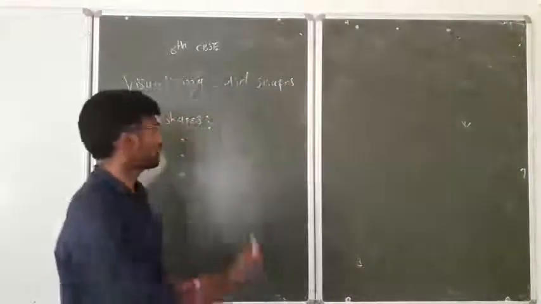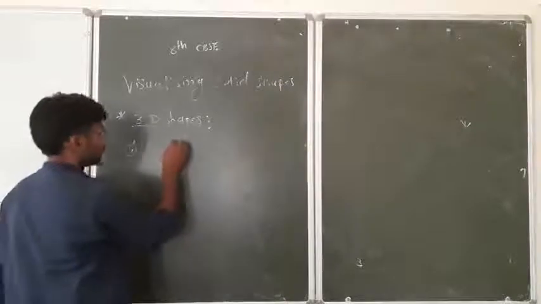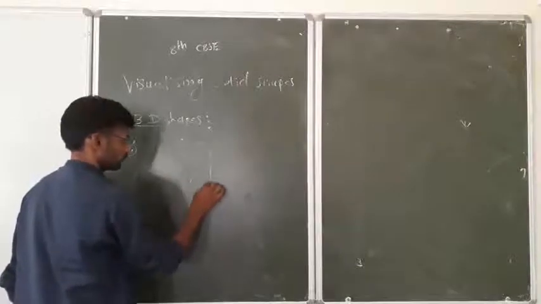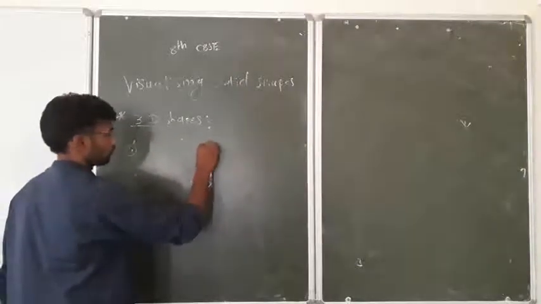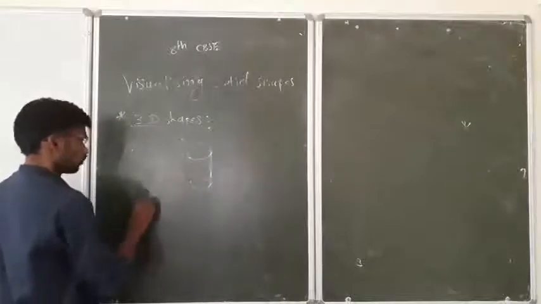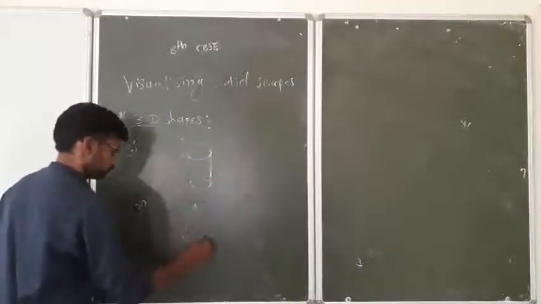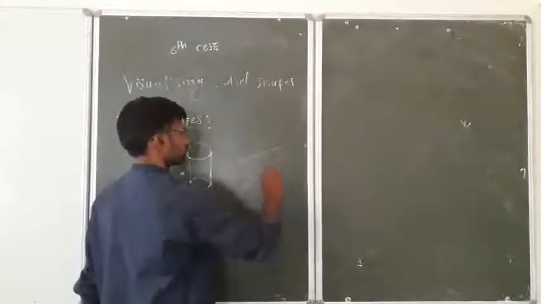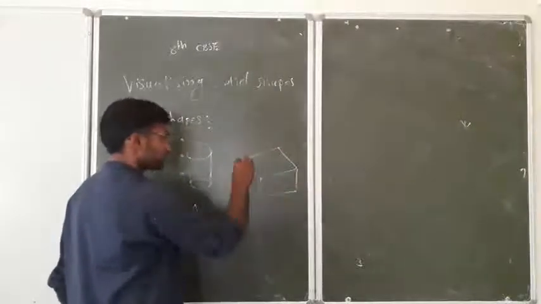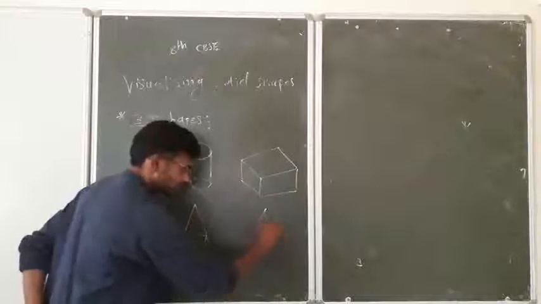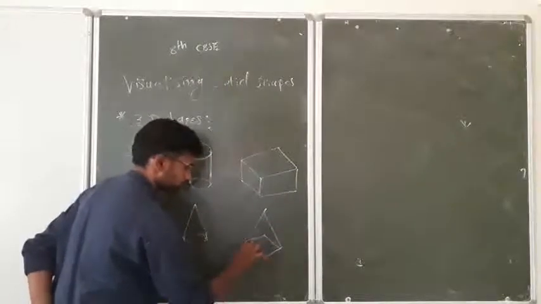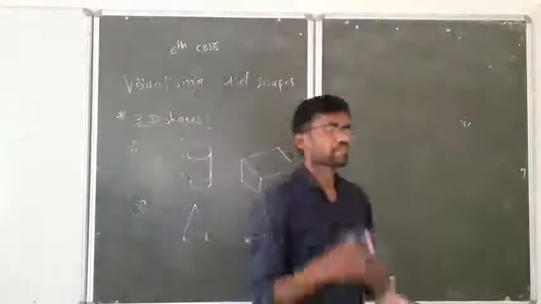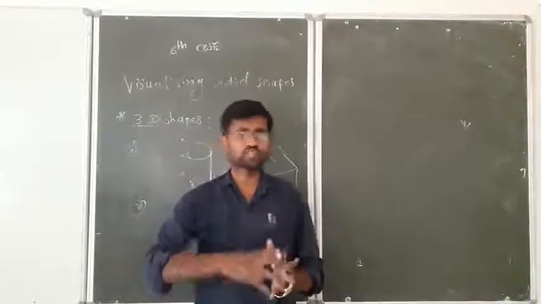What are the 3-dimensional shapes? You can say the cylinder, cone, and cuboid. These are the 3D shapes. Pyramids also. These are the examples of 3-dimensional figures. 3-dimensional figures means the solid shapes have 3 dimensions.